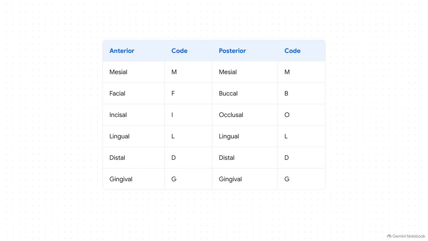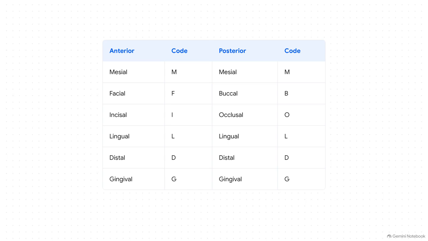Notice the layout comparing our anterior surfaces versus our posterior surfaces. Check out the similarities first. Both have mesial, or M, lingual, or L, distal, or D, and gingival, or G, which just refers to the gum line. But look really closely at the differences. The anterior column uses F for facial, and, crucially, I for incisal. The posterior column uses B for buccal and O for occlusal. Memorizing these specific letter groupings, MFILD for front teeth versus MBOLD for back teeth, is absolutely vital for passing your coding audits.